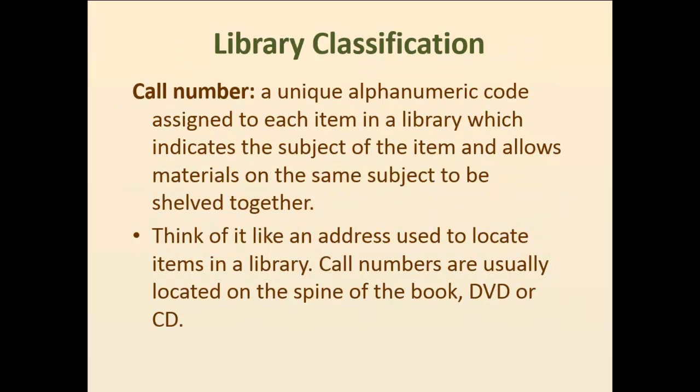Library classification. Call numbers, which are those funny looking labels on the spines of books and other items, are unique alphanumeric codes that are assigned to each item in a library, which indicates the subject of the item and allows materials on the same subject to be shelved together. Think of it like an address used to locate items in a library. Call numbers are usually located on the spine of the book, DVD, or CD.